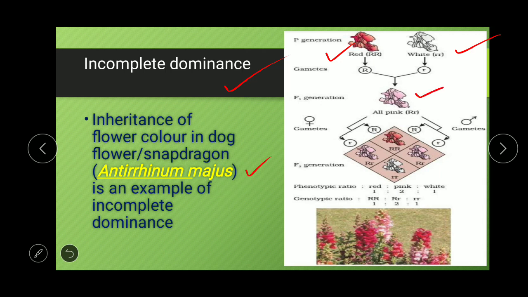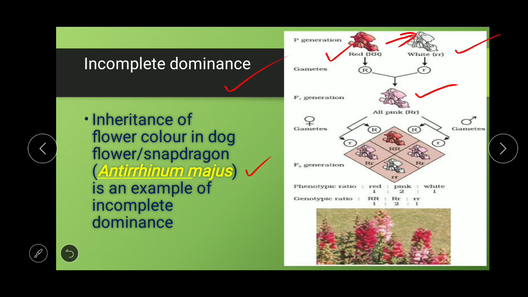So why are you getting pink? Because the red color, that is the capital R gene, is not able to suppress the small r gene completely. That's why you are getting a pink flower, that is capital R and small r. Now the gametes you can see here, that is capital R and small r, here capital R and small r.